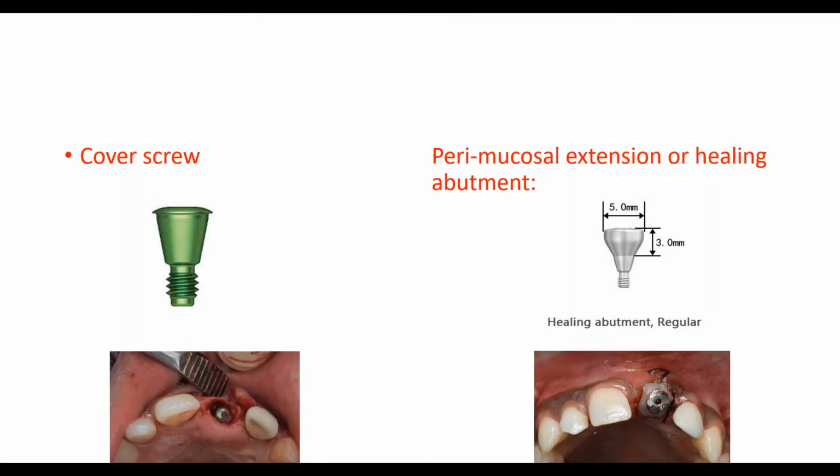Before placing a healing abutment, a cover screw should be removed from the implant. Once the cover screw is removed, the healing abutment can be placed. This healing abutment comes in different dimensions and different heights. If we are replacing the posterior molars, we'll need a wider diameter healing abutment. If the thickness of the mucosa is more than 4 mm, we need to take a healing abutment of size 5 mm. The healing abutment should come 1 mm above the gingival surface.